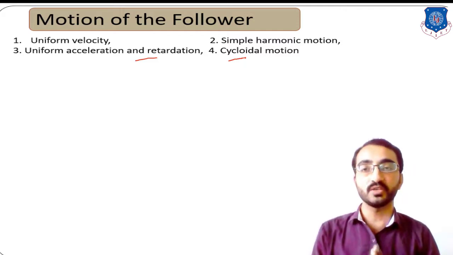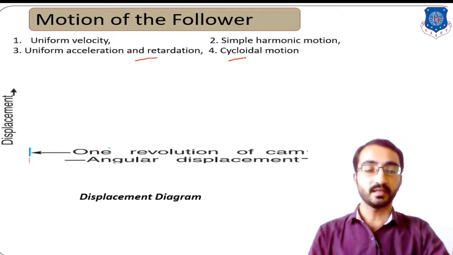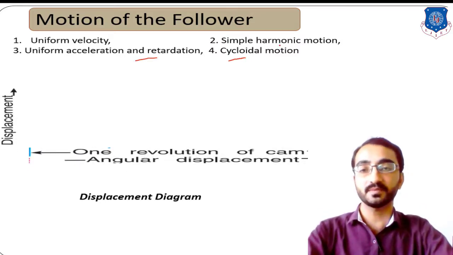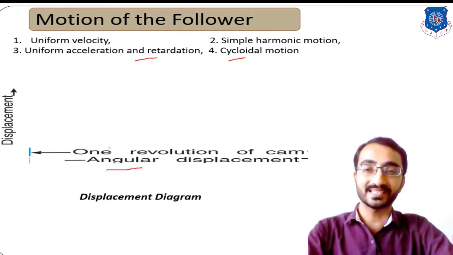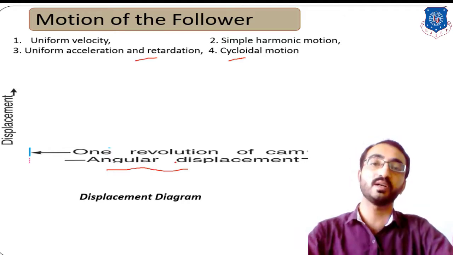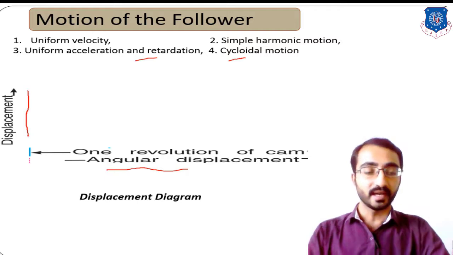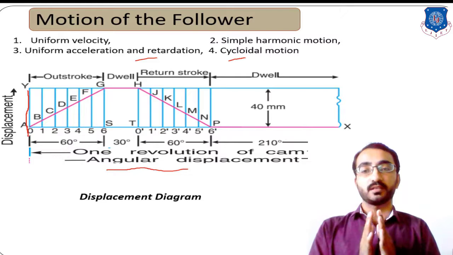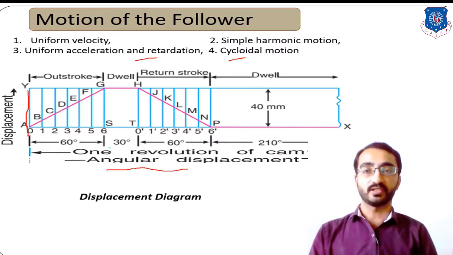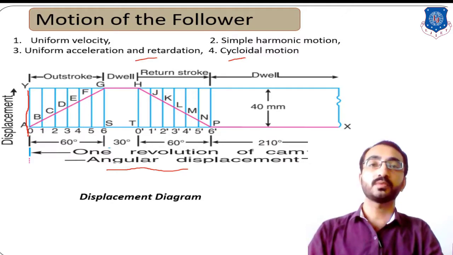In the previous session we learned the displacement diagram for uniform velocity. As we have referred, in a displacement diagram we have to plot a sketch. On the x-axis we consider the angular revolution, or angular displacement, or one revolution of the cam, and on the vertical axis we consider the displacement. Following that step, we plotted this type of displacement diagram for uniform velocity. In this session we will learn the displacement diagram for the rest of the three motions.